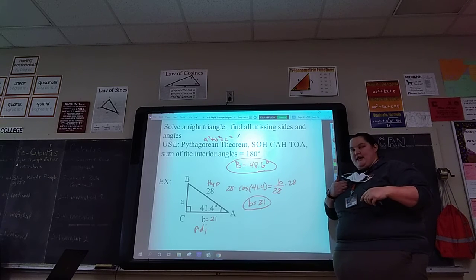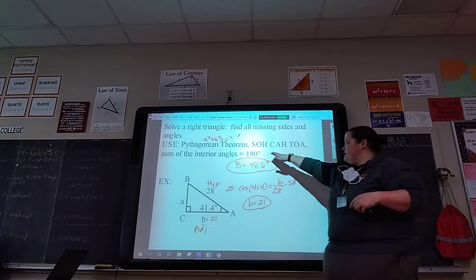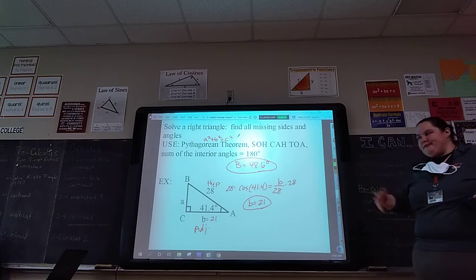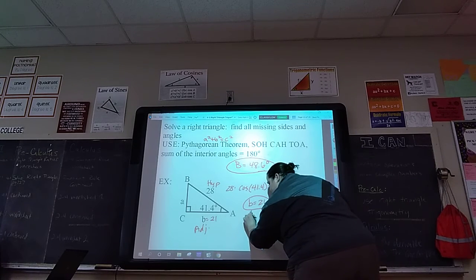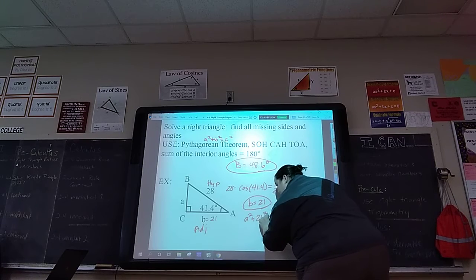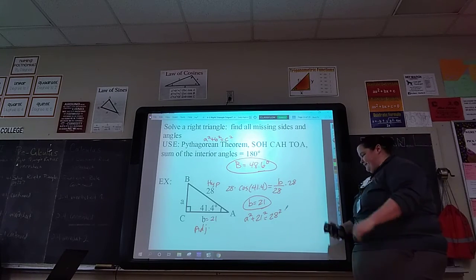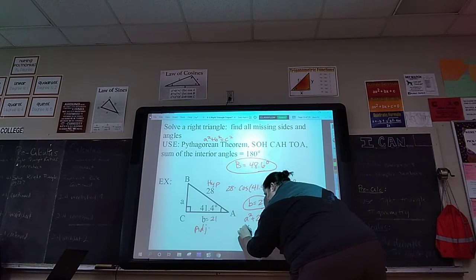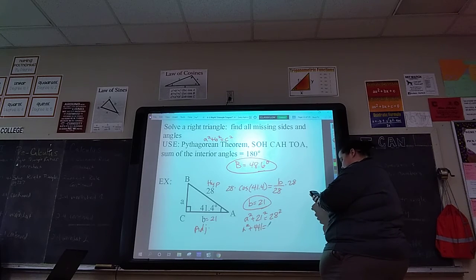I'm going to switch to use the Pythagorean theorem, that way I do each method here. But could you use sine to find this side? Sure. It doesn't matter which way you do it. You should get similar answers. So I'm going to do a squared plus 21 squared equals 28 squared, and then solve for a. So I've got a squared plus 441 equals 28 squared.